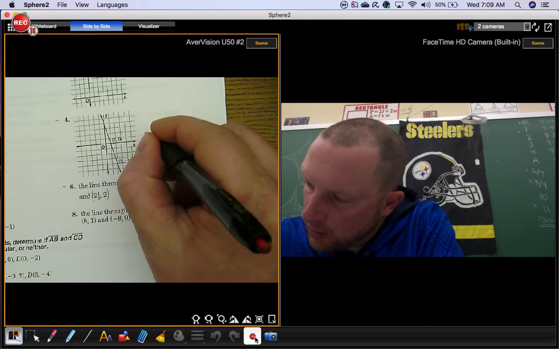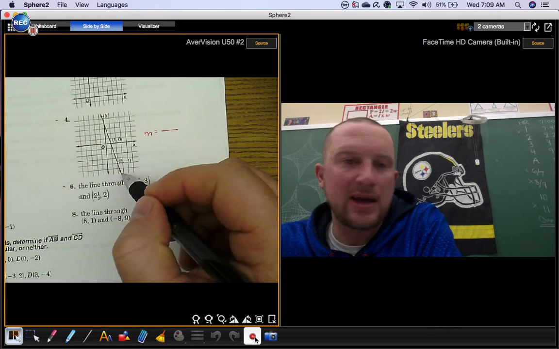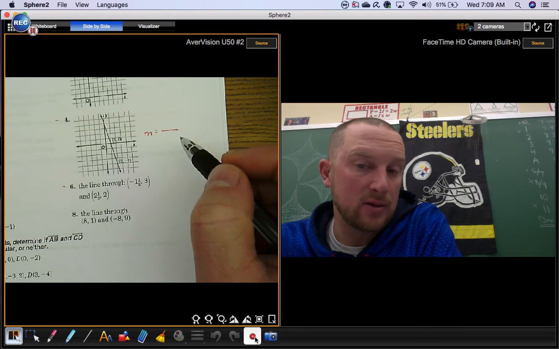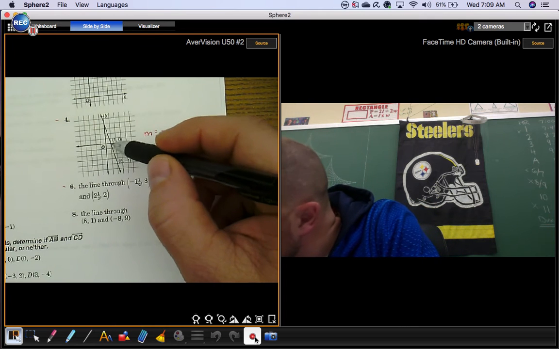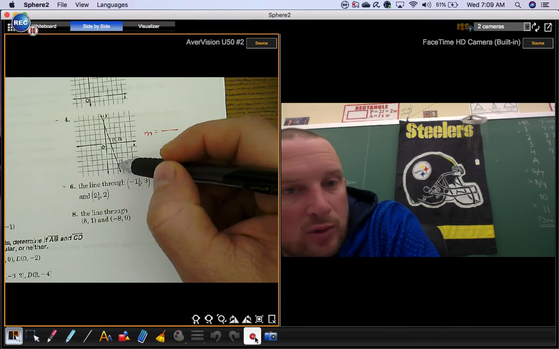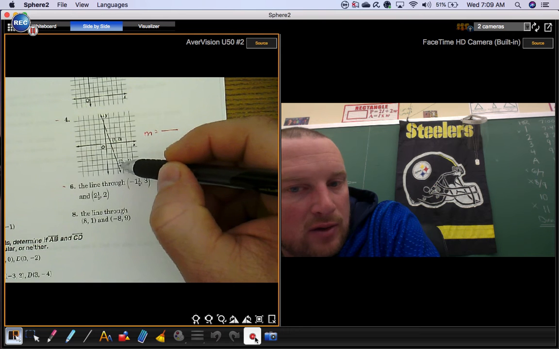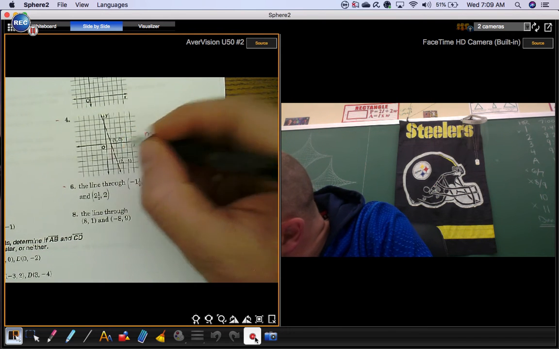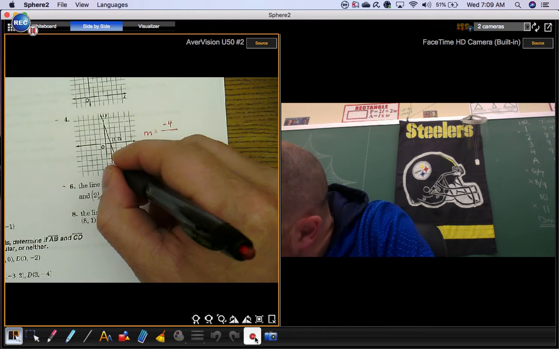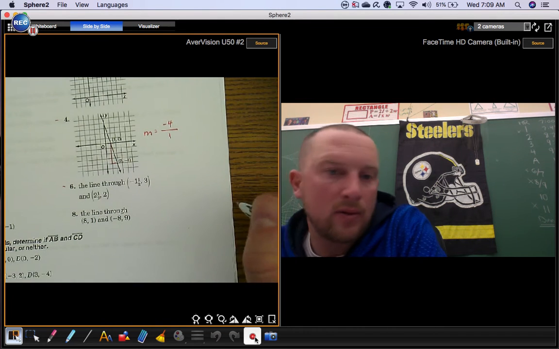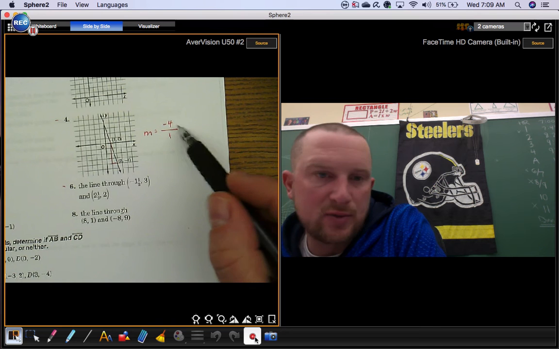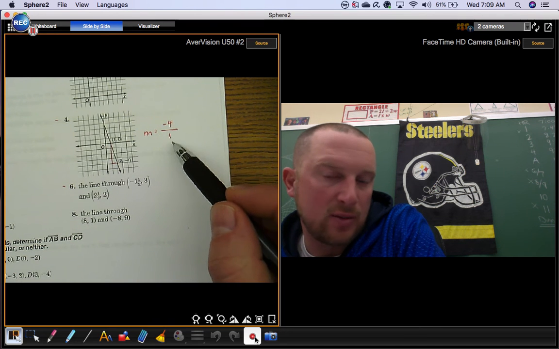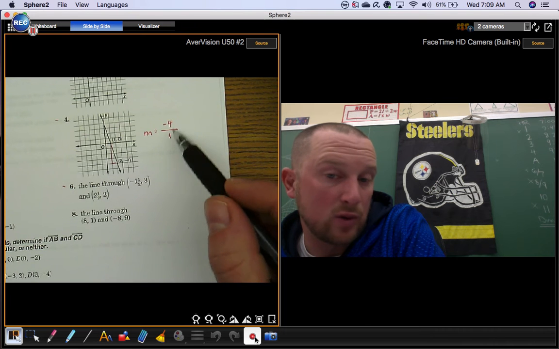Number 4. This line is going downhill. So we're going to have a negative either up here or down below. Doesn't matter. We're going to go from this point to this point, counting down and to the right. So I'm going to count down 1, 2, 3, 4, and then I'm going to count to the right 1. This is a reduced fraction. The negative's on top. If you put it on the bottom, that's fine too. Just make sure there's a negative in one spot or the other.